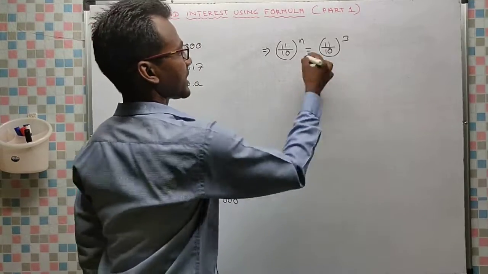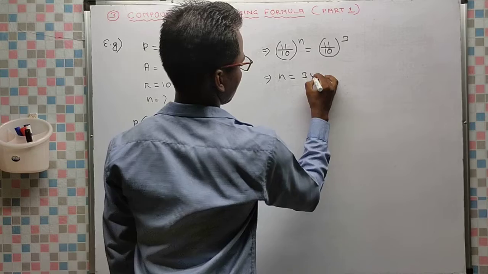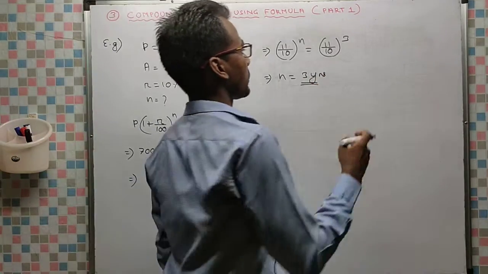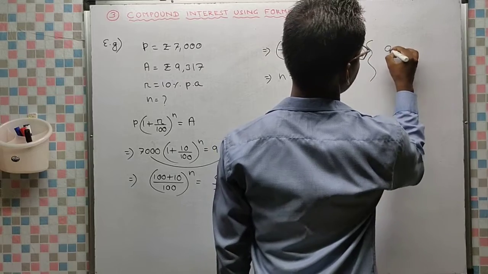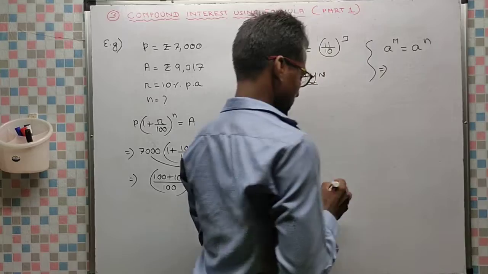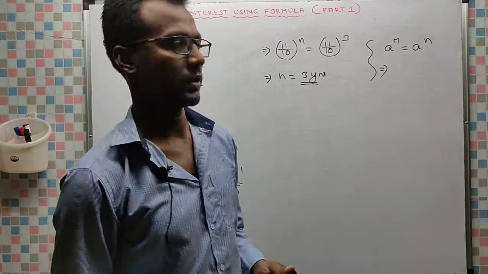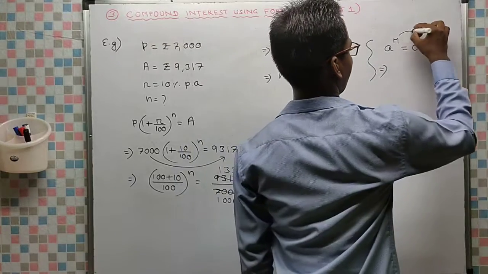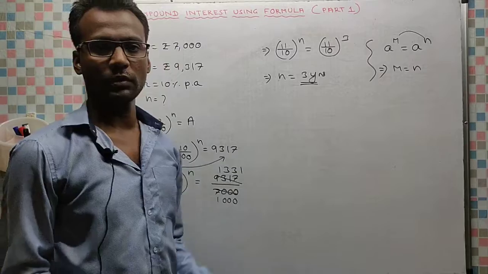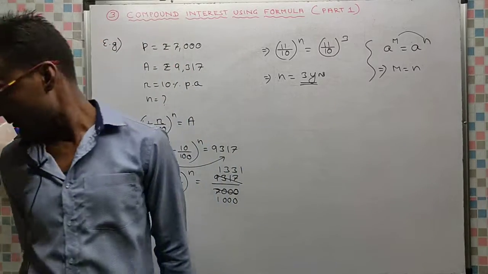Now base same, power will be same. N is equal to 3 years. Because we have the concept in indices: if a power m is equal to a power n, means if bases are same, then power will be same. So n is equal to 3 years. Now let us move to the last example of this part.